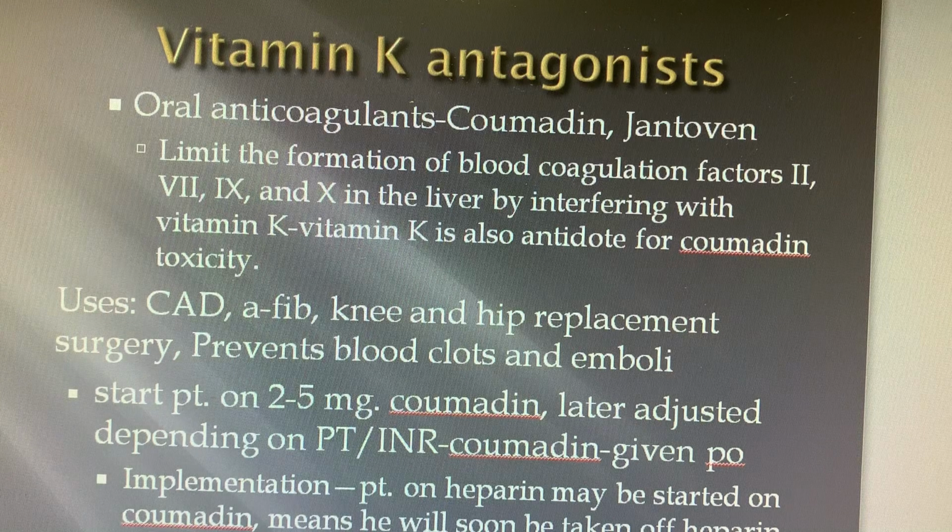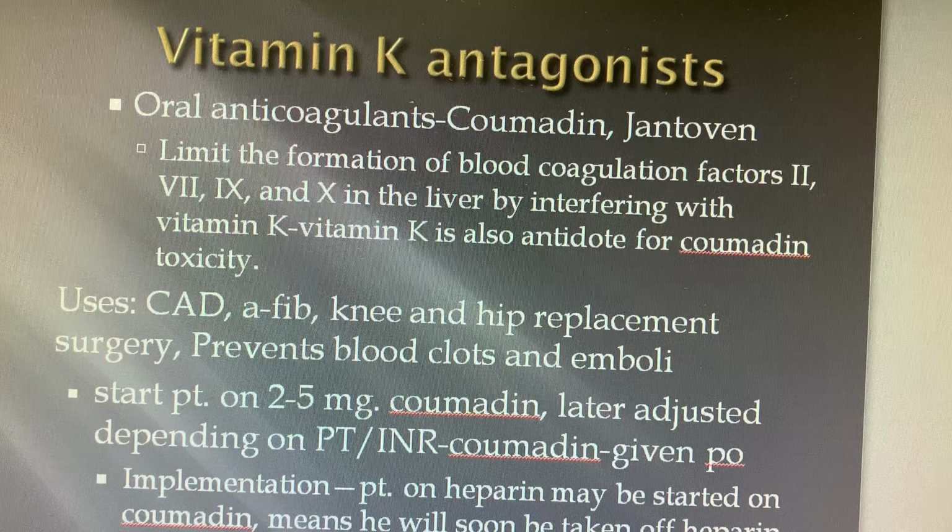Vitamin K sub-Q is also the antidote for Coumadin toxicity. So remember, we had talked about the direct thrombin inhibitors don't have an antidote. If the person has too much on board, there's nothing they can do about it. Whereas with the PO vitamin K antagonists, all you have to do is give somebody a shot of vitamin K and it gets their levels back to where they need to be.